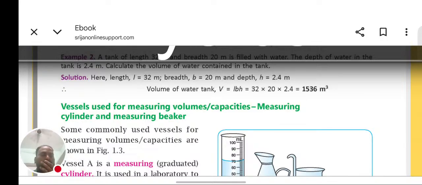Now which formula will we use? What we have to calculate is the volume of water contained in the tank. How much water is stored in the tank? We have to find that. So for finding the volume of the water tank, we will use the formula V equal to L into B into H. So what answer will come? 1536 meter cube.